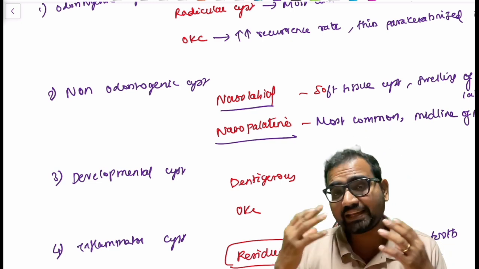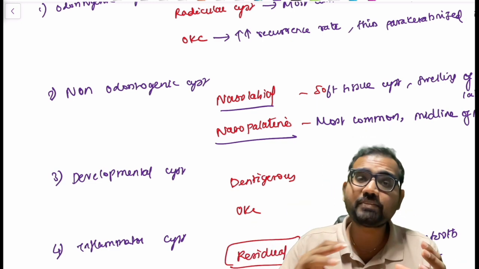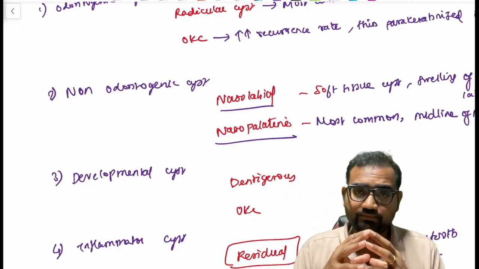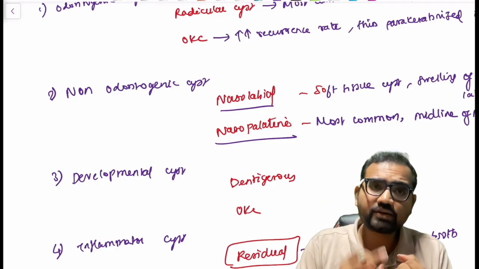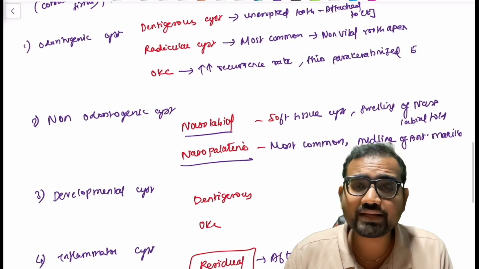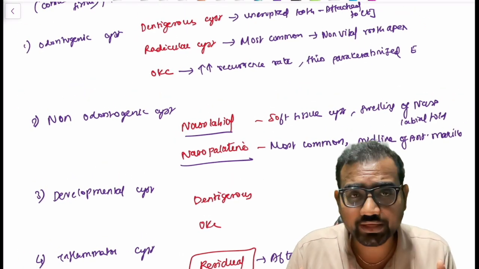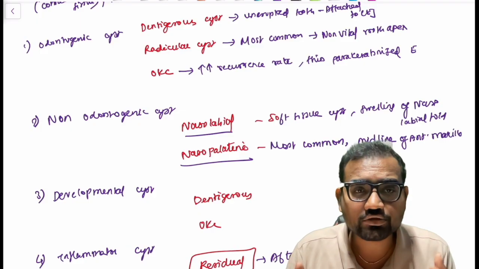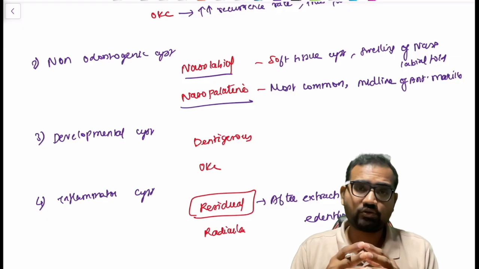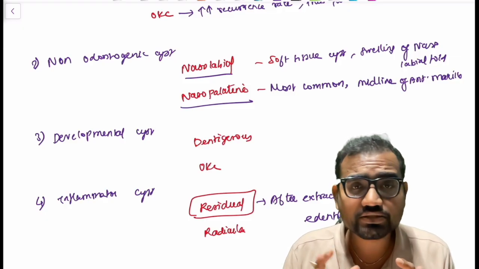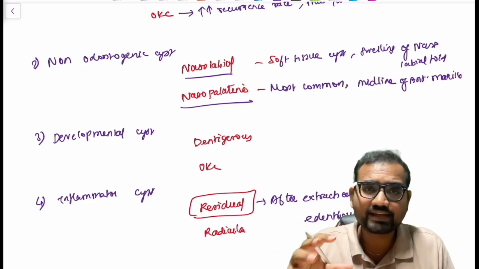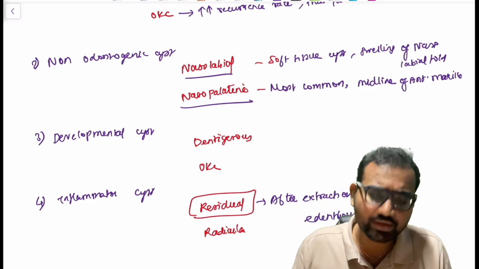There is something called as lateral periodontal cyst. It will be exactly opposite to the radicular cyst. It will be associated with the roots of vital tooth. So we have odontogenic, non-odontogenic, developmental, inflammatory. In the odontogenic, we have the dentigerous, radicular, or odontogenic keratocyst. Non-odontogenic, nasolabial, nasopalatine. Developmental cyst, dentigerous, OKC. And then inflammatory cyst, residual and radicular. Without knowing this, you cannot solve any MCQs in cyst topics. These are all the basic classification and a few very important points about each cyst.